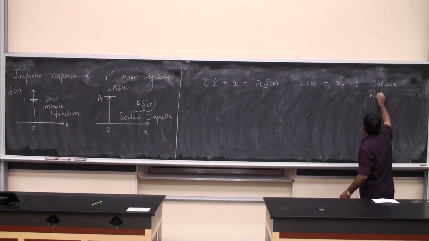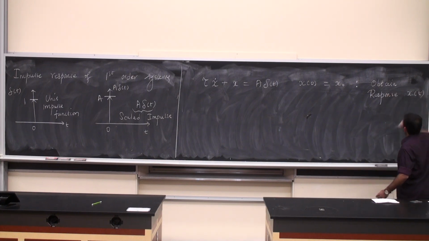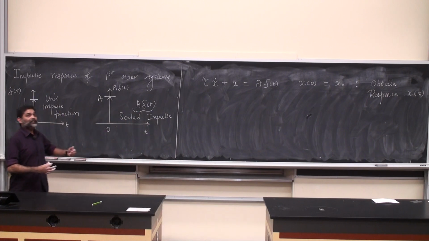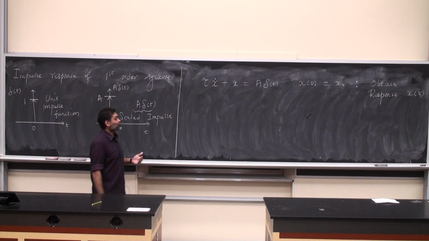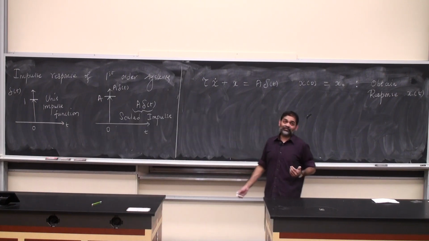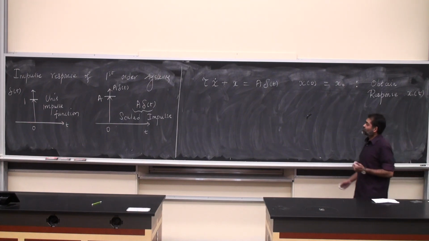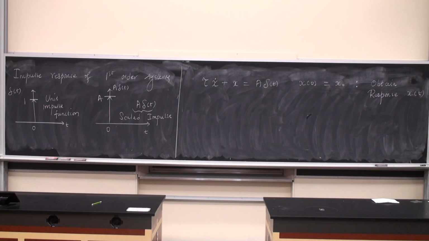Obtain the response x of t. This is a response to an impulse input, so this is called an impulse response. Response to a step function is called a step response. Response to a ramp function is a ramp response. Response to a harmonic function, which is what we are heading towards by performing frequency analysis as the semester winds down, will be called harmonic analysis or harmonic response. What's a harmonic function? It is a sinusoidal function.